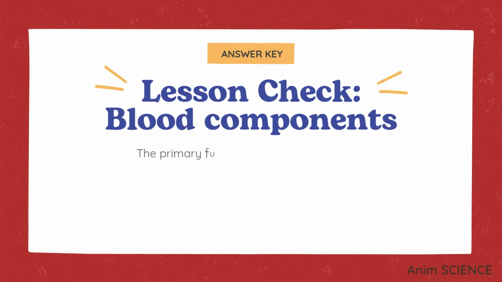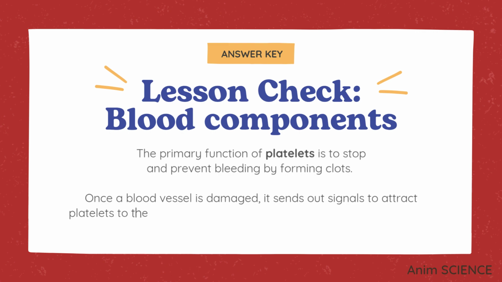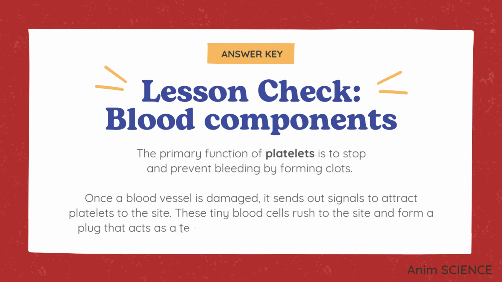The correct answer is platelets. Platelets play a very important role in stopping and preventing bleeding. When a blood vessel is damaged, it sends signals to the platelets. Platelets quickly rush to the injured area and stick together. They form a clot or plug, which acts as a temporary barrier. This clot prevents excessive blood loss and allows the wound to heal.